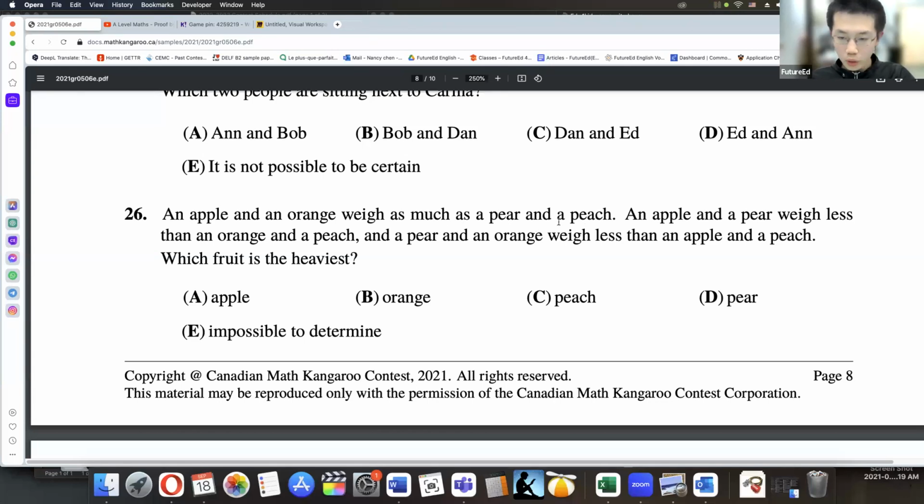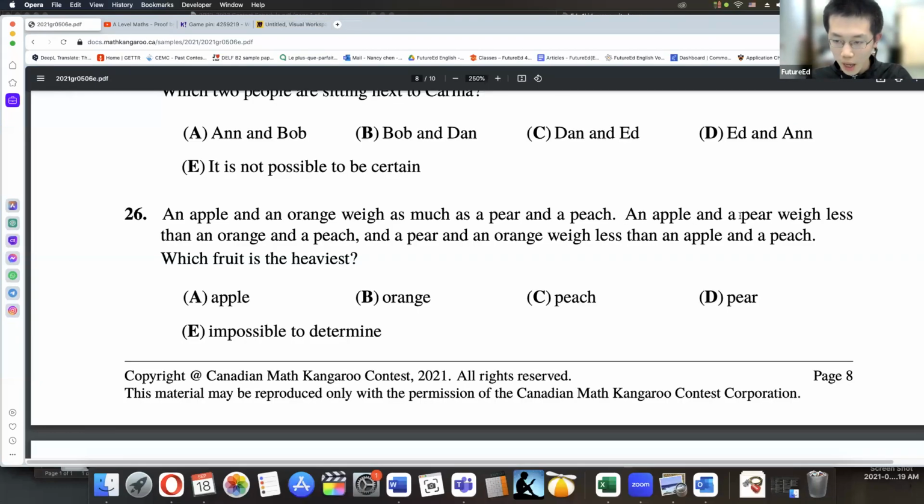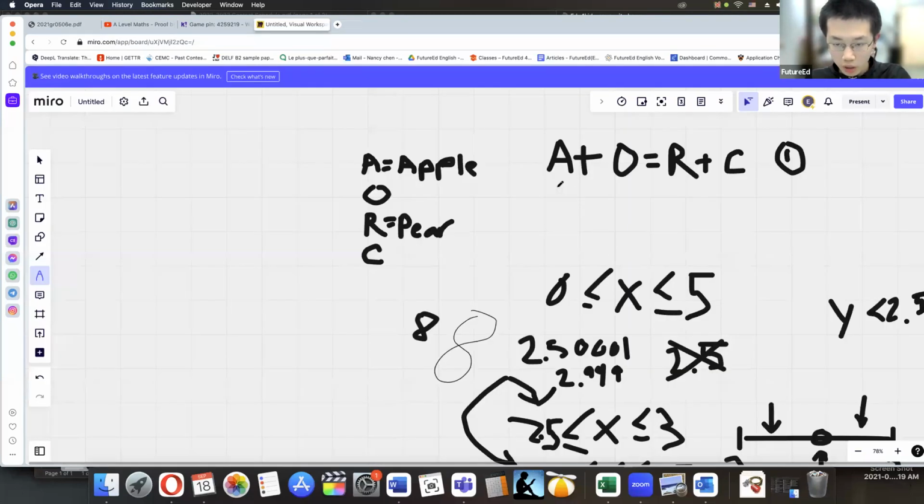But we're not given any numbers here, right? Do you see any numbers on this question? There are actually no numbers in here. The only thing we can use are inequalities, like these alligator mouths. The second piece of information is that an apple and a pear weigh less than an orange and a peach. So we can write A plus R is less than O plus C.